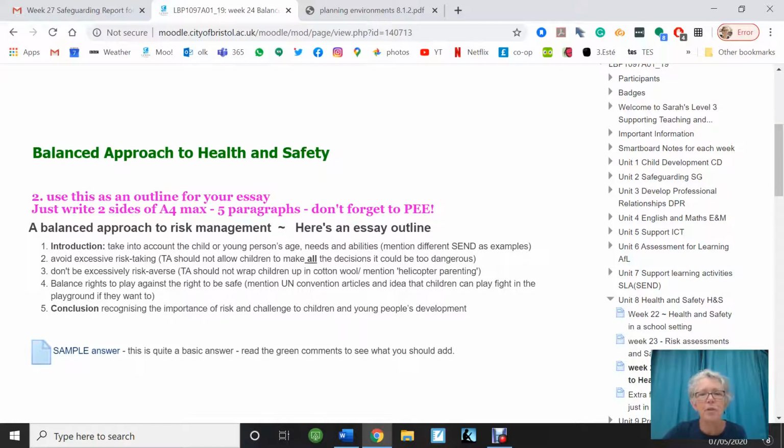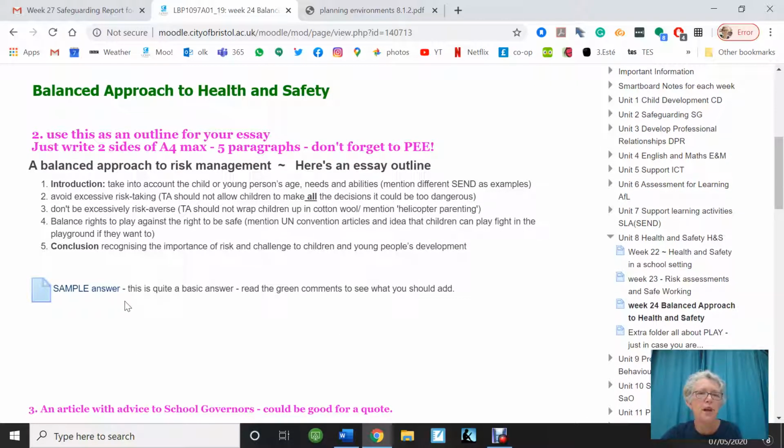Okay, to help you here, I've given you a sample answer written by a previous student, but it's quite a basic one. It might not even pass. Read the green comments, read the essay and see what you should add if you wanted to improve this essay.